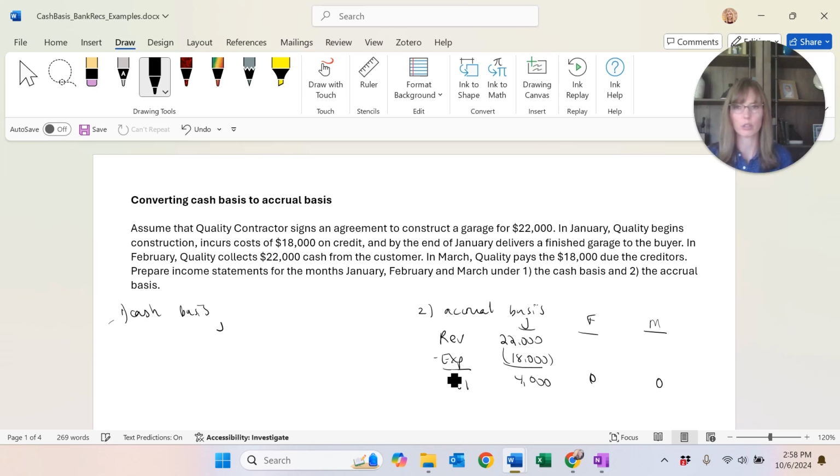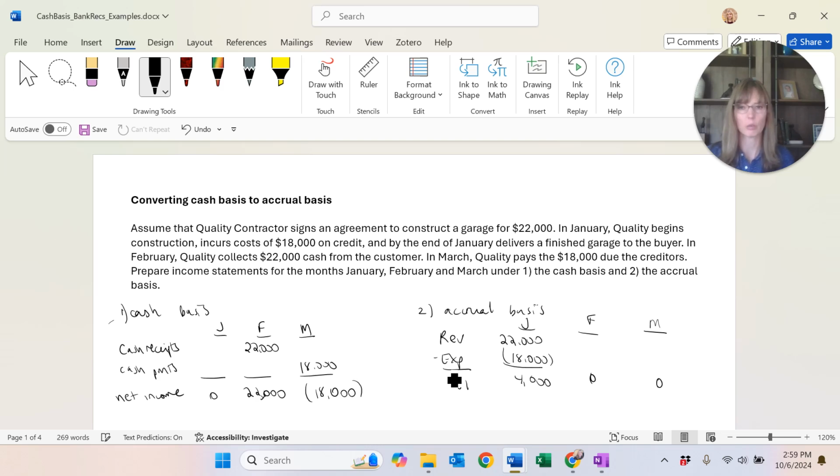Let's look at how this differs under the cash basis. We have our cash receipts. We're going to record the revenue when we collect the cash from the customer. In February, the company collects $22,000 cash from the customer. And then our expenses are going to be our cash payments. In March, the company pays $18,000 to its creditors. So what we're going to have for net income, we're going to have nothing in January. We're going to show a full $22,000 of revenue in February when we receive the cash from the customer, and a net loss when we paid the cash payment in $18,000.